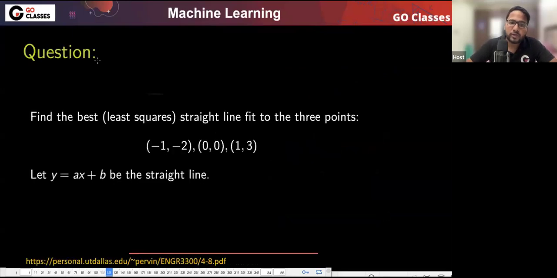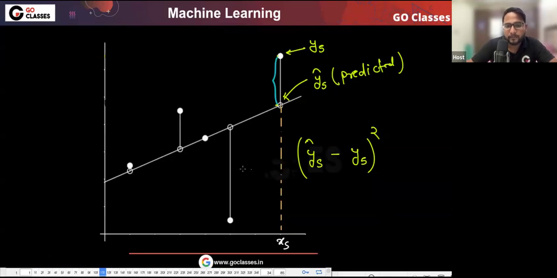Okay, so what you are actually doing is finding the error. Based on each of the points, if I want to find the error with respect to y 4 or x 4, then I will be taking y cap 4 and actual y 4. So what is the actual one? This is y 4 at x 4, and y cap 4 is this one. Whatever is on the line, I'm calling it y cap.